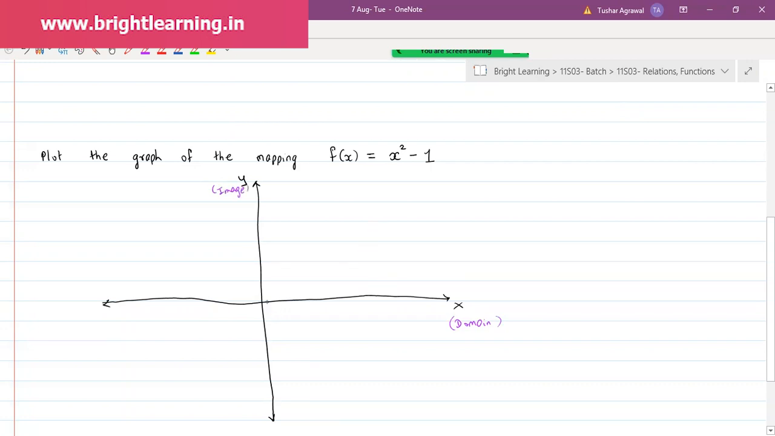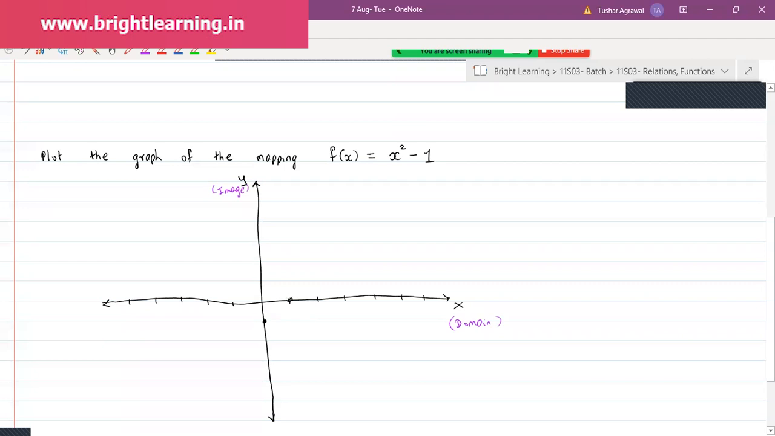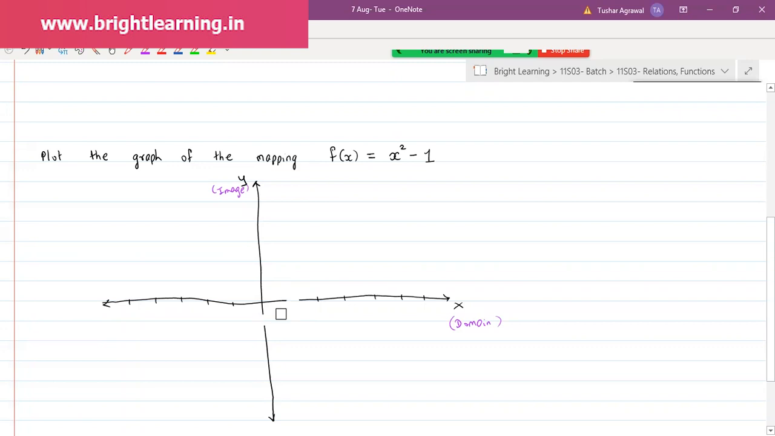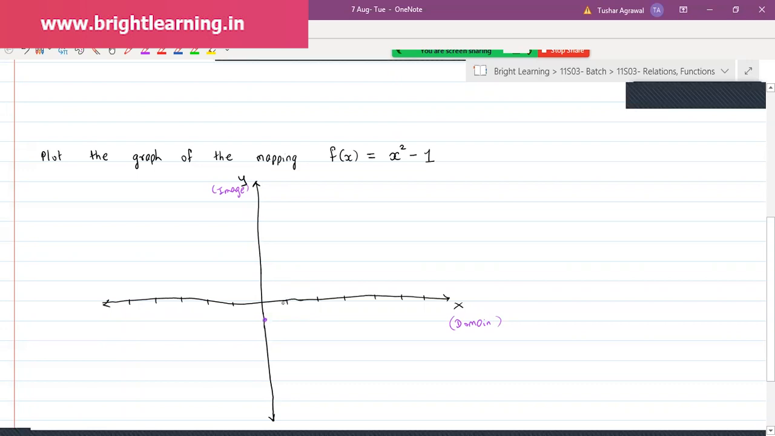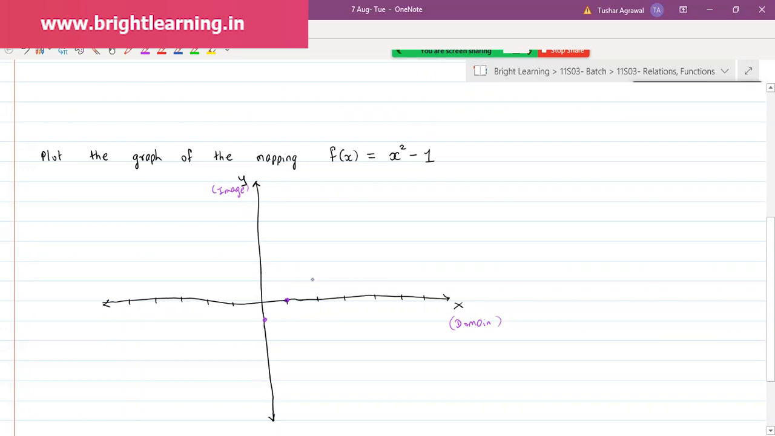So for x equal to 0, y will be minus 1. For x equal to 1, y will be equal to 0. For x equal to 2, y will be equal to 3. I'm just plotting the approximate graph.